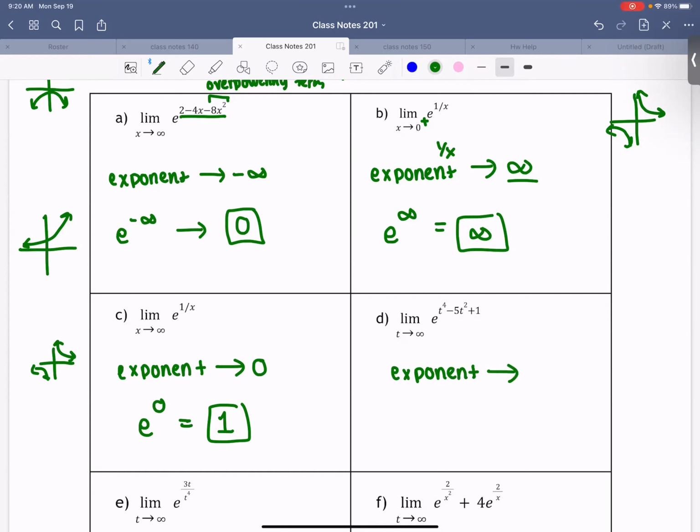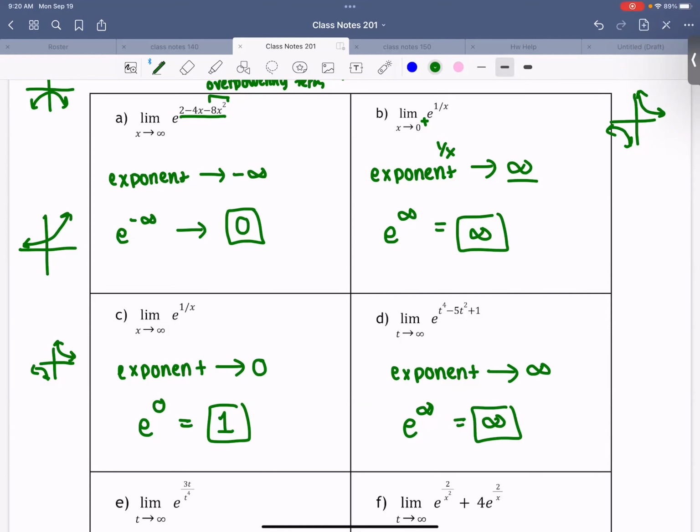The exponent is our polynomial. It's t to the 4th, right? Where is our exponent going to as t goes to infinity? Positive infinity, right? We're getting really big numbers if we plug it into a positive polynomial. So this is going to positive infinity. Let's plug in infinity into e, essentially. What is e to the infinity? Infinity, good. Okay.